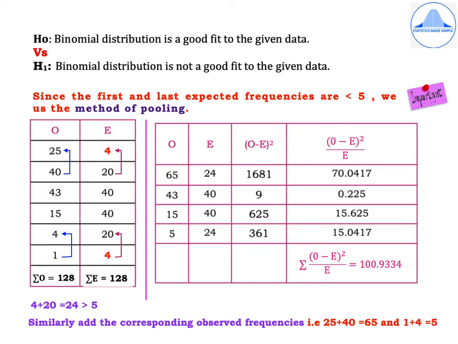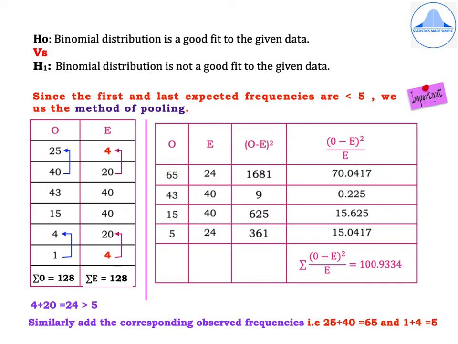So you have to add 4 and 20 and you will get 24, and 24 is a value which is greater than 5. Okay, similarly if you take the last two values, the last two values are 4 and 20. So when I add this 4 and 20, I will get 24. So the corresponding observed frequencies also should be added. So when I add 25 and 40, I will get 65, and when I add 4 and 1, I will get 5.